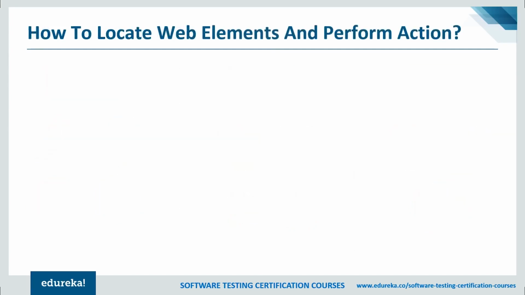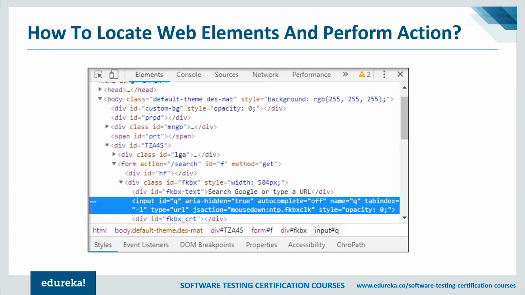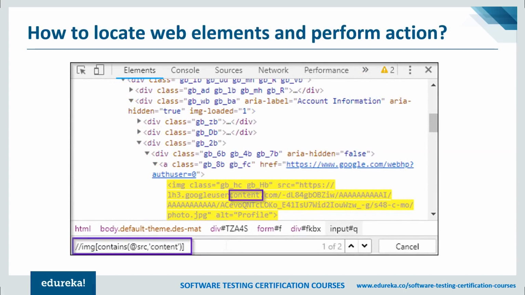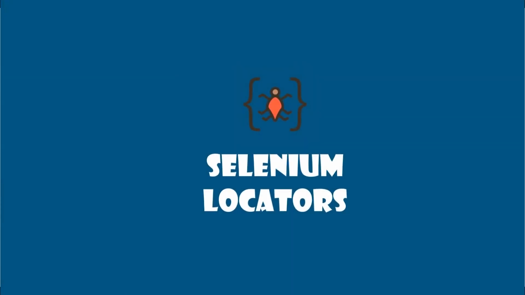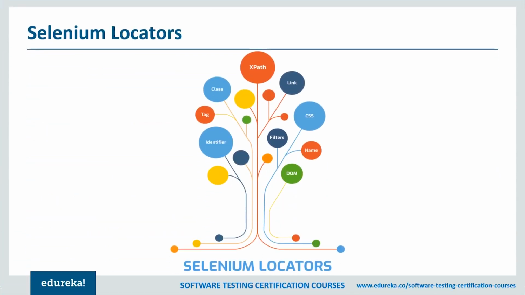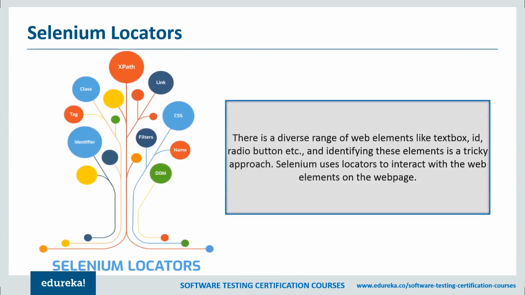So how do we locate web elements and perform actions? This is your web page where you have inspected the element and you're trying to locate a particular element on the web page. So how is that done? I'll tell you how. That is with the help of Selenium locators. So what is a locator? A locator can be termed as an address that identifies a web element uniquely within the web page. They are the HTML properties of the web element which tell Selenium about the web element it needs to perform the action on. Selenium uses locators to interact with the web elements on the web page.